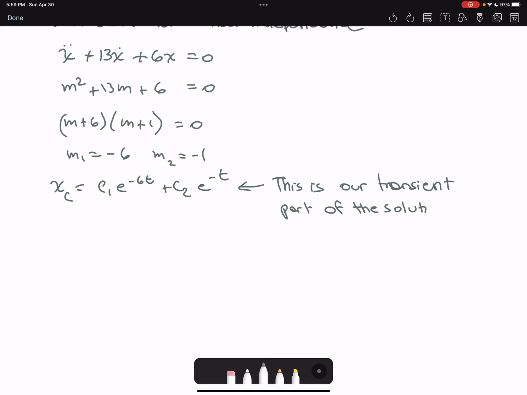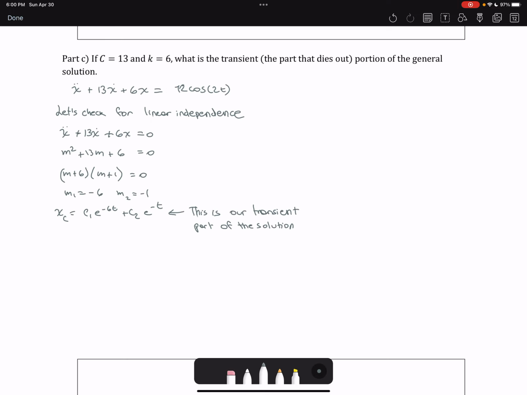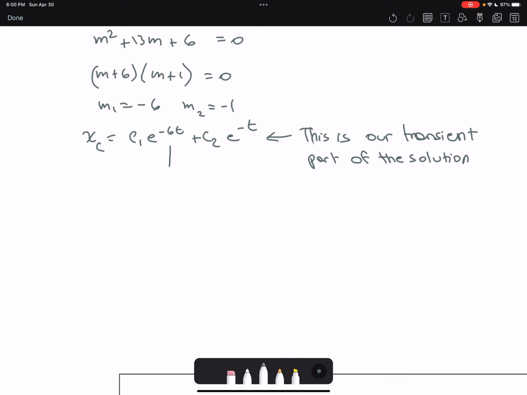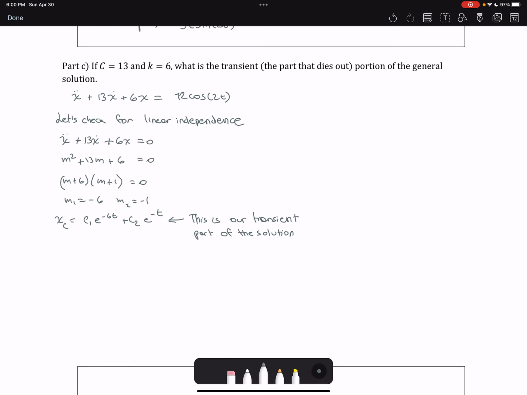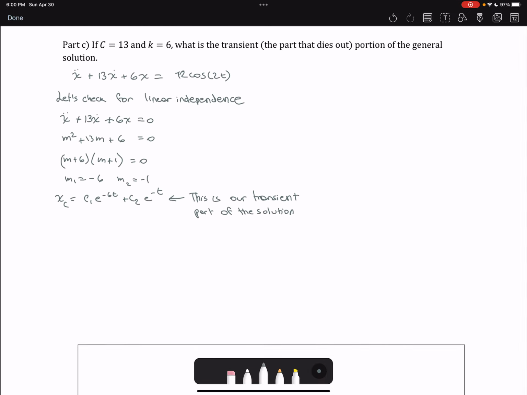Now you might be asking, well, how did you know? Well, what is the transient? That's the part that dies out with time. As you see, these have negative exponents. So as time becomes larger and larger, these numbers become smaller and smaller, and they don't matter anymore. And all that matters is that particular solution that we should find, which they're not asking us to find right here. They're asking us for the transient part.